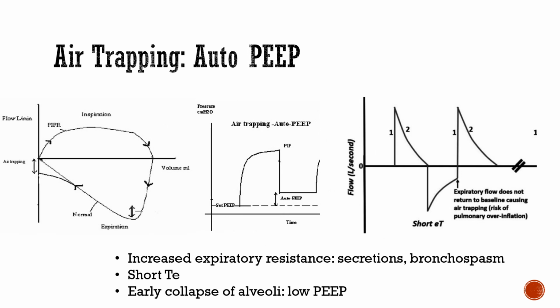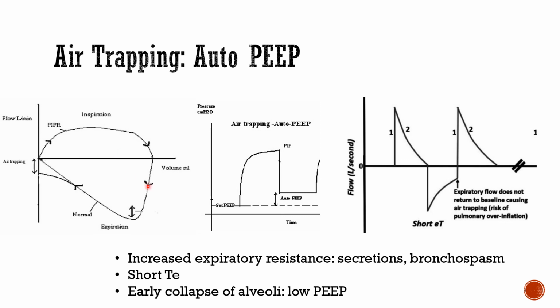Let's look at this in more detail. Air trapping or auto PEEP can occur in three situations. One, there is increased expiratory resistance due to, let's say, secretions or bronchospasm, and thus expiration is not complete. Or there is a short expiratory time, or there is early collapse of alveoli due to a low positive end expiratory pressure. So when we see this air trapping or auto PEEP, we must look for these causes and correct them accordingly. How will they translate on our ventilator graphics?